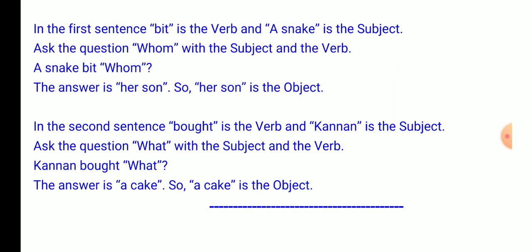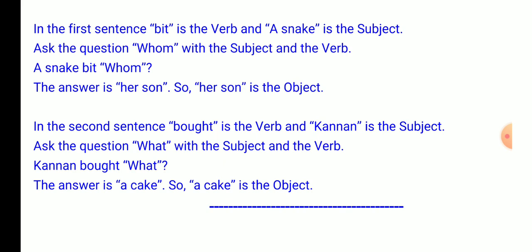Now, see the explanation. In the first sentence, a snake bit her son last night. Bit is the verb. A snake is the subject. Ask the question whom with the subject and the verb. A snake bit whom? The answer is her son. So, her son is the object.